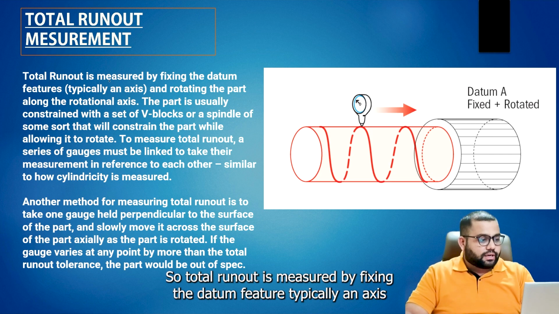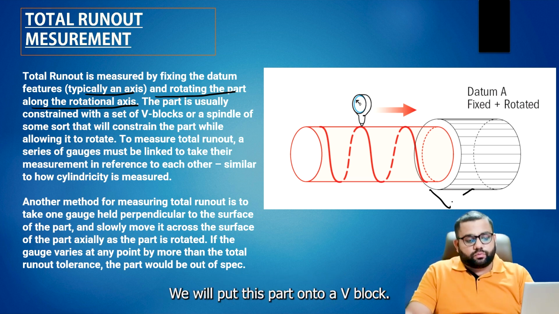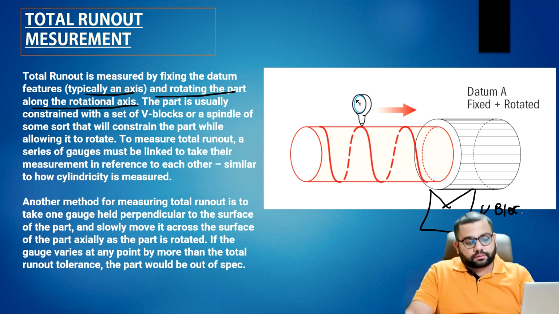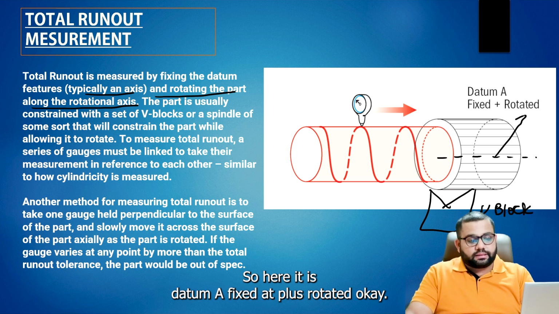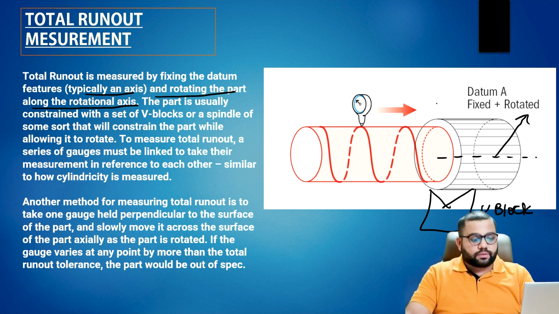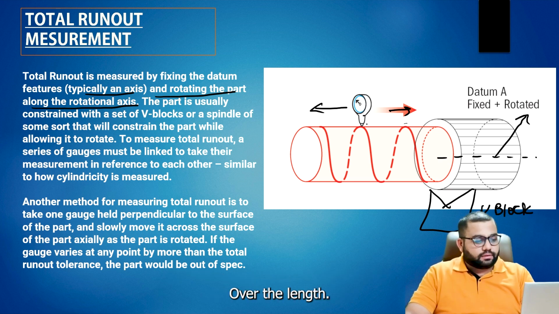Total runout is measured by fixing the datum feature, typically an axis, and rotating the part along the rotational axis. So here also, first of all, we will put this part onto a V block. This is a V block. We will lock the axis of this part and then rotate it along the datum axis. So here it is datum A, fixed and rotated. Now this dial indicator is moving here in this direction over the length.